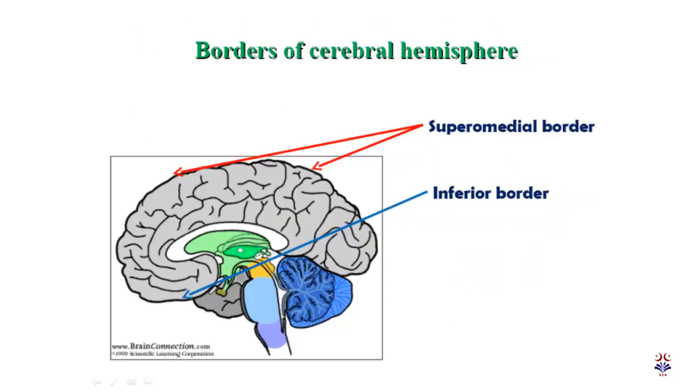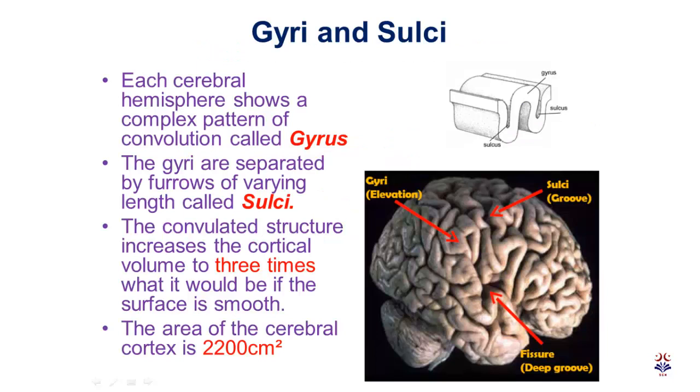If you see the borders of the cerebral hemisphere, there are 2 borders. This is the supromedial border, and this is the inferior border. Now we see the sulci and gyri. There are folds in the cerebral cortex. You can see the raised area, which is the gyrus, and the depressed area is the sulcus. This convoluted structure increases the cortical volume 3 times, and the total area of the cerebral cortex becomes 2200 centimeters squared.